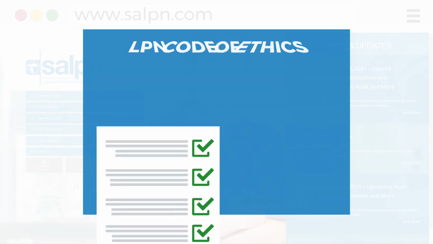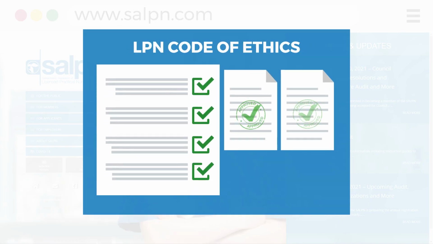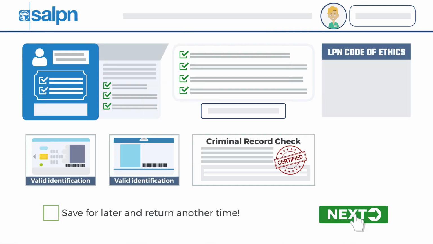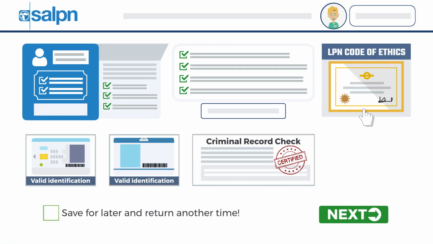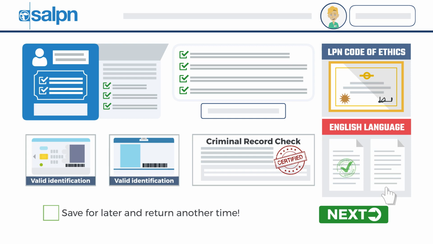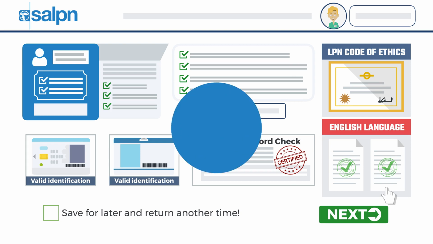Another requirement is the LPN Code of Ethics course. The course is available on our website at no charge. Once complete, save a copy of your certificate and upload it to your application. The application will ask you about English language proficiency. If the NNAS issued your advisory report without English language proficiency testing, you can upload your result in your application.